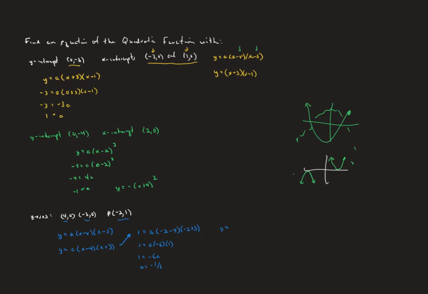Y equals negative 1/6 times x minus 4 and then x plus 3.